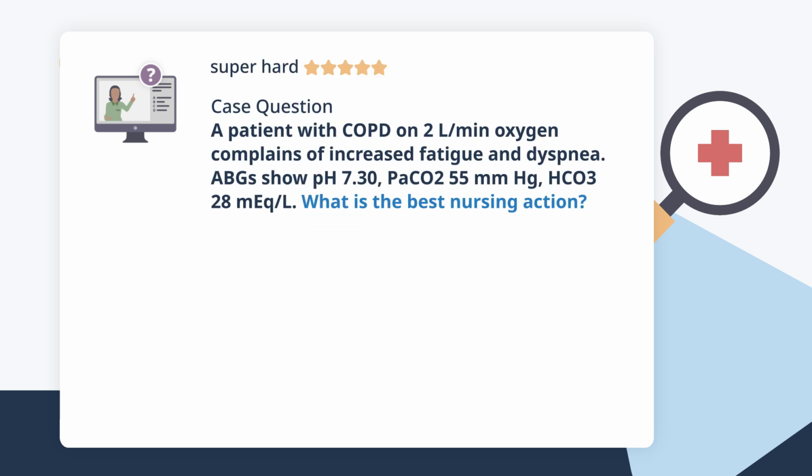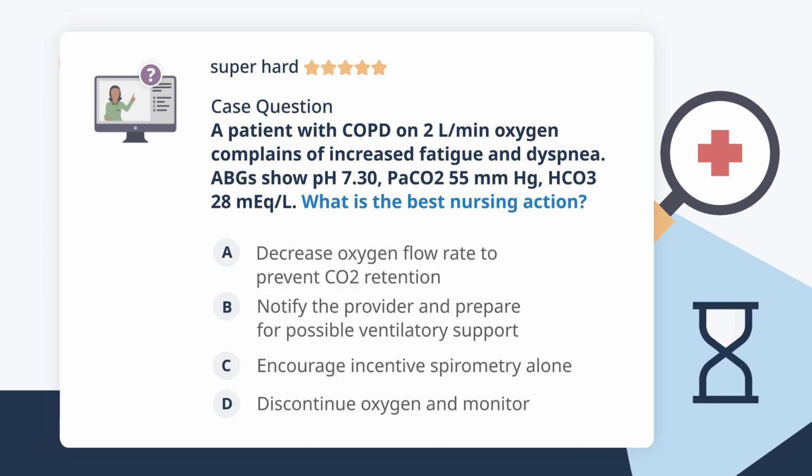A patient with COPD on 2 liters per minute oxygen complains of increased fatigue and dyspnea. ABGs show pH 7.30, PaCO2 55 millimeters of mercury, HCO3 28 milliequivalents per liter. What is the best nursing action?